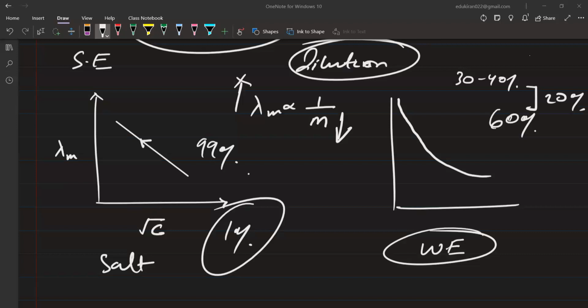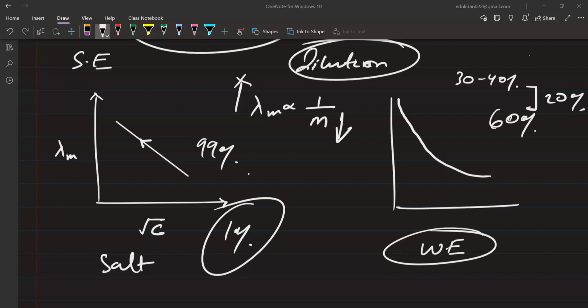Relatively speaking, when you dilute a strong electrolyte, the lambda m increases slowly. But when a solution containing a weak electrolyte is diluted, then the molar conductance, lambda m, increases very sharply. It increases very sharply. Did everyone understand? Safiya, did you understand?